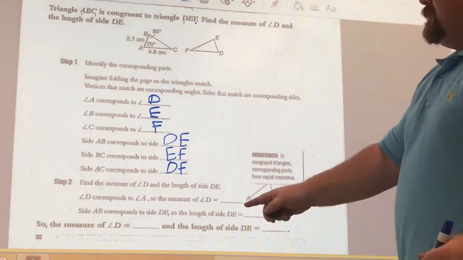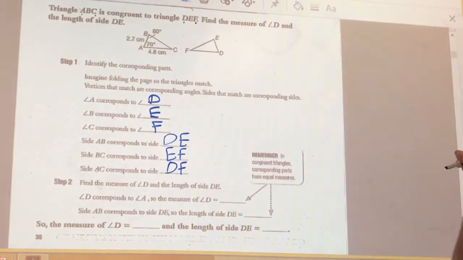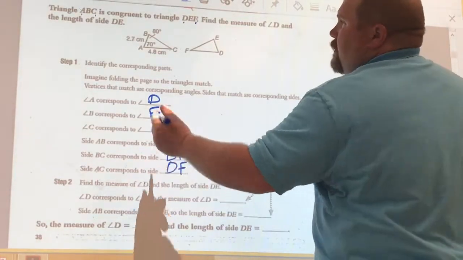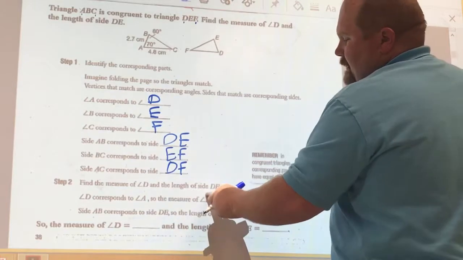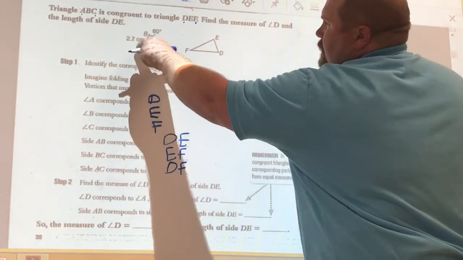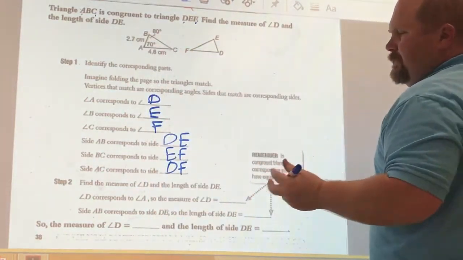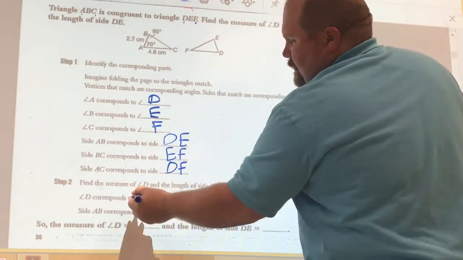Alright, as we go into step 2, it says find the measure of angle D and the length of side DE. Well, measures of angles are always going to be in degrees, and most of the time you'll find them inside the figure. And lengths of a side are going to be in a linear unit, usually on the outside of the figure. Angle D corresponds to angle A.